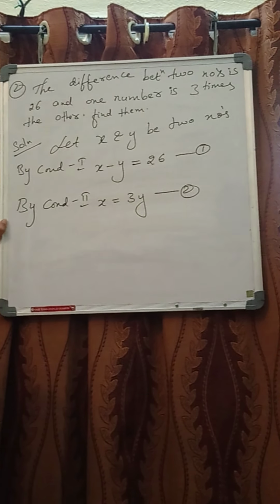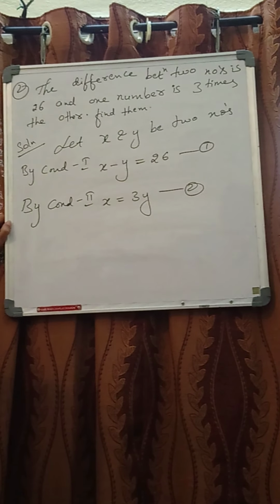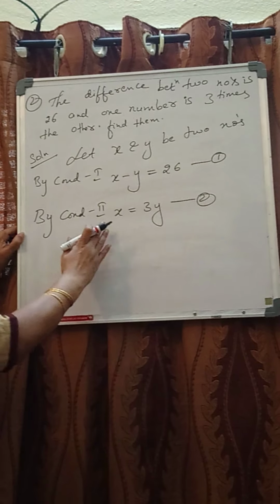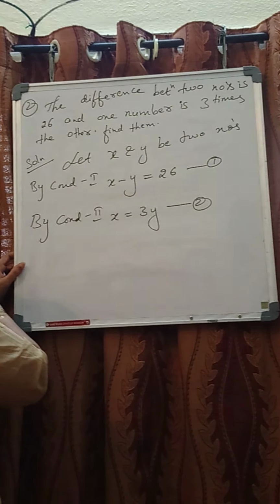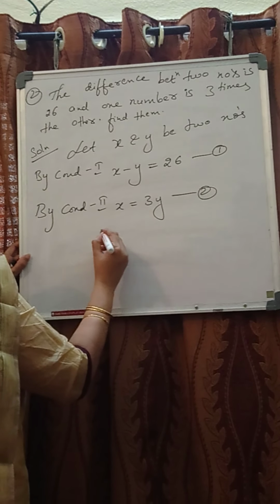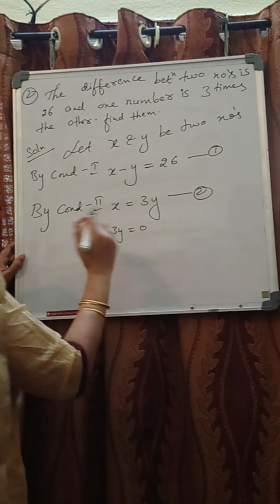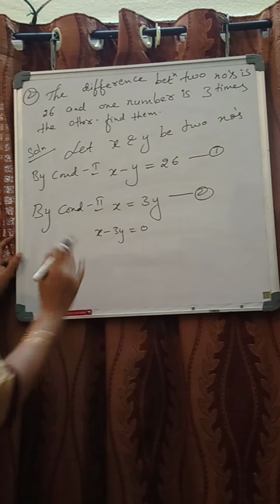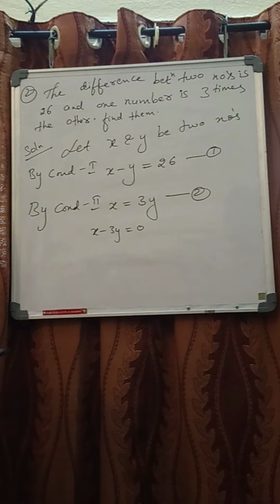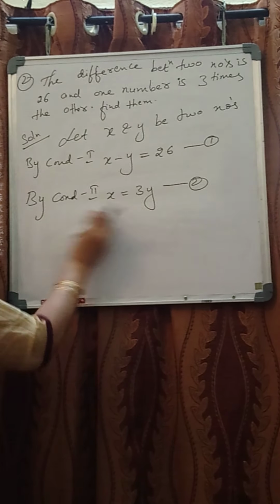So you can use the substitution method of solving here and you can simplify, children. Replace x by 3y because x equal to 3y from condition 2 we got. Or else if you don't want to apply the substitution method, you can make x minus 3y equal to 0 and you can solve by using the elimination method also. That's left to you, children. Whatever method you want to adopt, you can adopt. But here I will use the substitution method in solving this pair of linear equations.